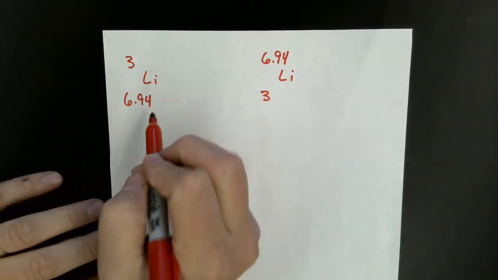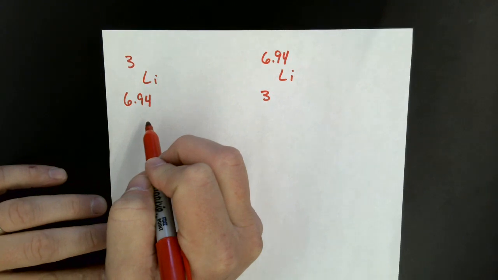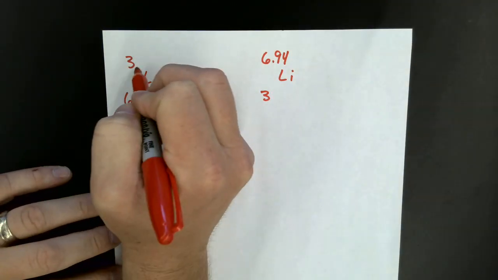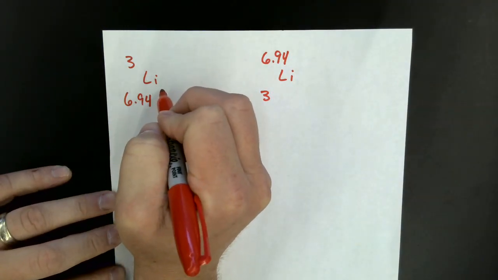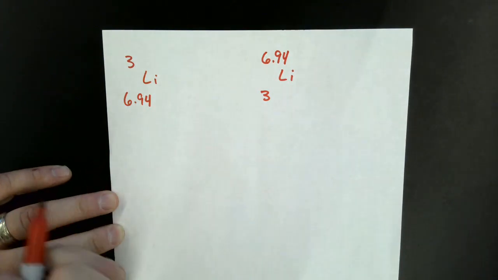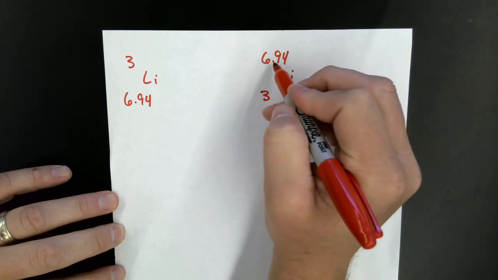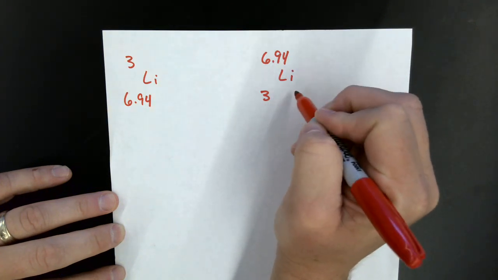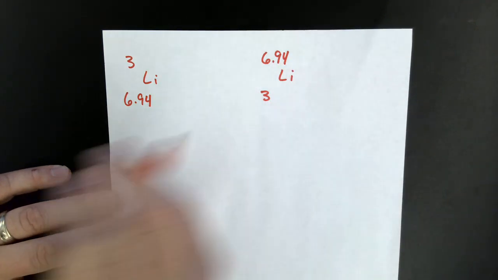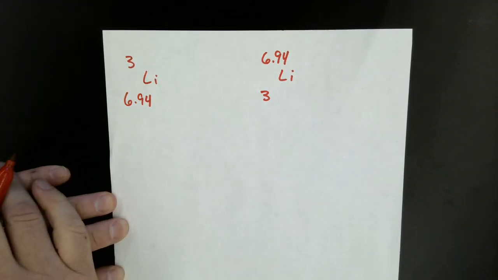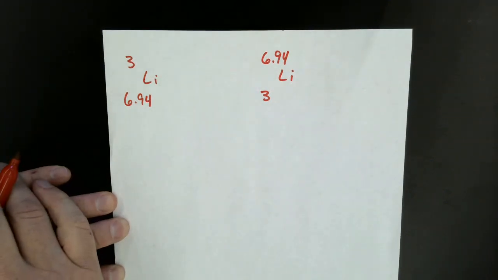The first one is the one that we typically see on the periodic table of elements. We have the 3, the Li, which is the symbol for lithium, and then the 6.94. Sometimes you also see it written in this variation where the 6.94 is on top, the Li, the symbol, and then the 3 from here. Both of them are saying the same information. We just have to be able to decipher what that information is.